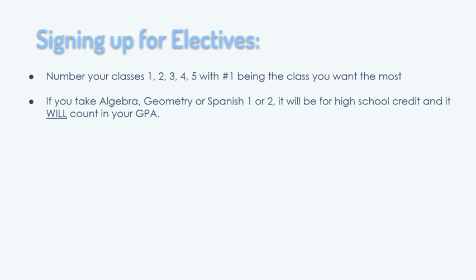If you take algebra, geometry, Spanish 1 or Spanish 2, it will be for high school credit and it will count in your GPA. A side note on Spanish 1 and 2, if you're currently in Spanish 1 as a 7th grader, you will sign up for Spanish 2 for next year. This is a requirement.